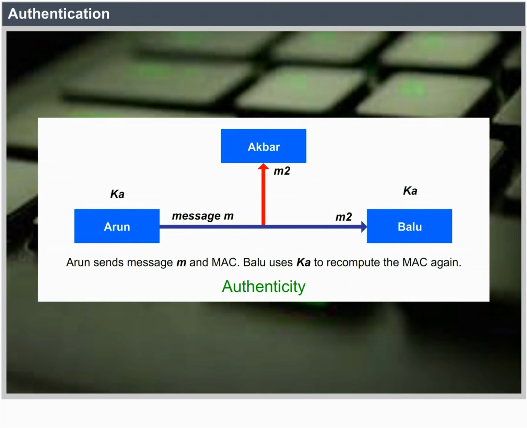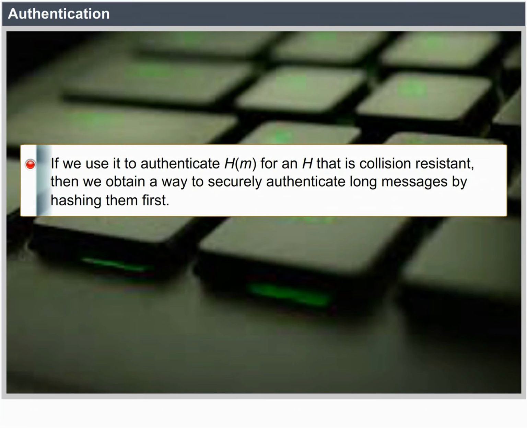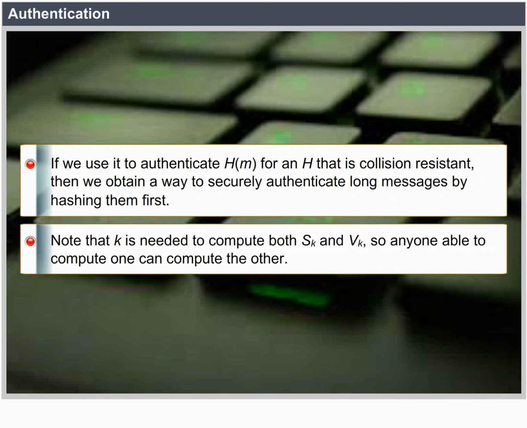If we use it to authenticate H(M) for an H that is collision resistant, then we obtain a way to securely authenticate long messages by hashing them first. Note that K is needed to compute both SK and VK, so anyone able to compute one can compute the other.